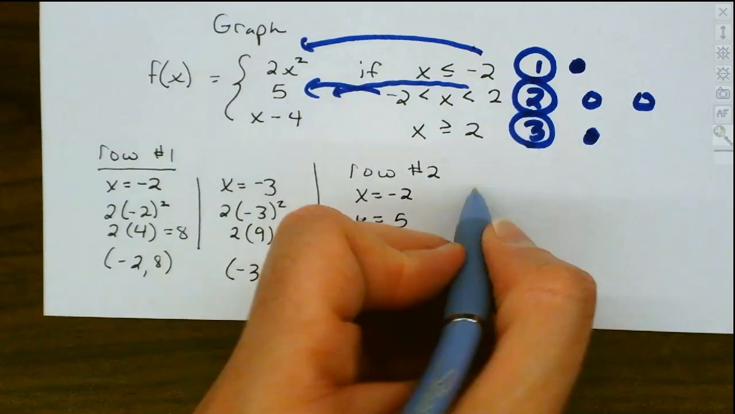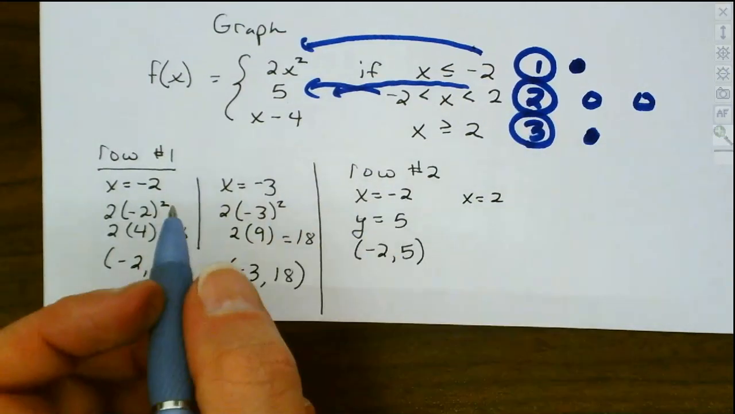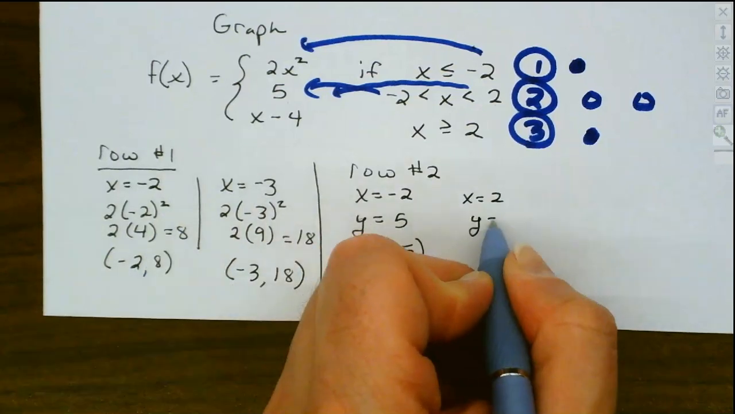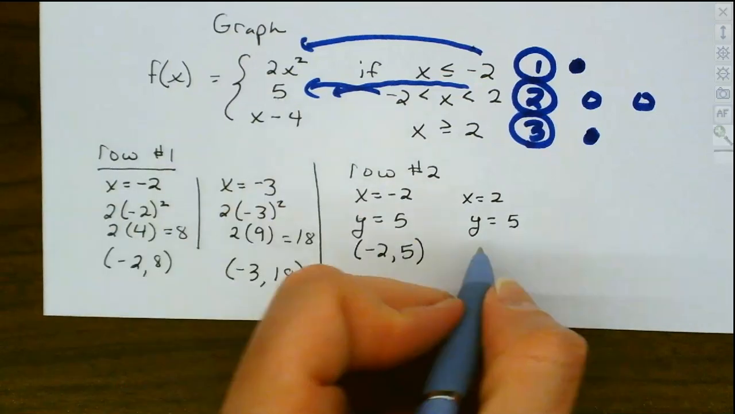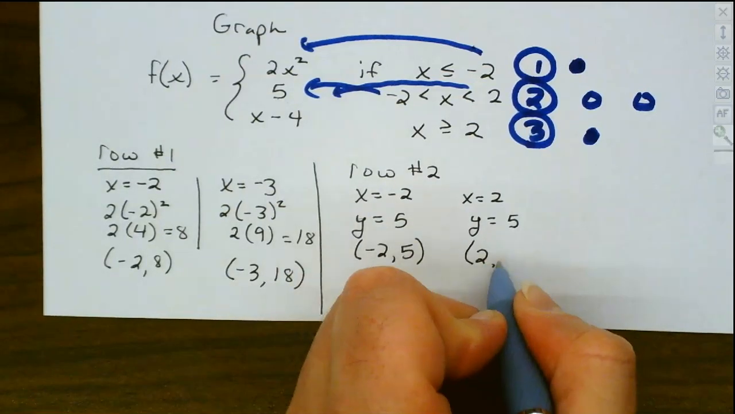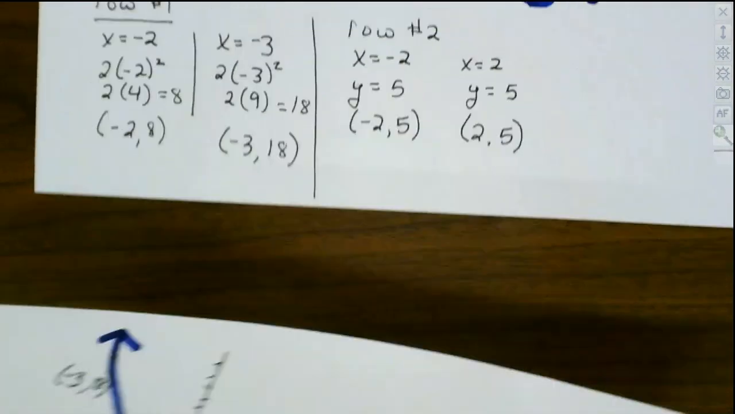Plug in your other value, which is x equals 2. And what is it going to be? Well, it's also going to be the same, what? 5. So what's my next ordered pair? 2, 5. This is a constant function at 5, and let's graph it real quick here.